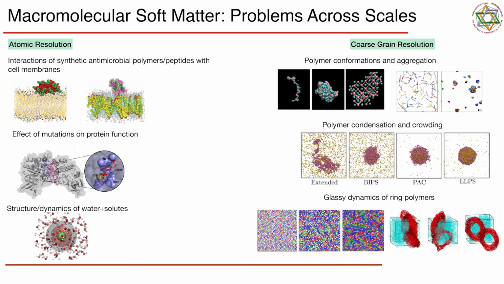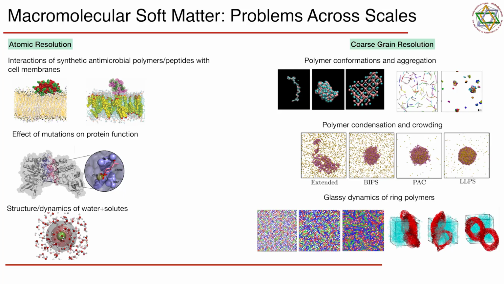So this is a small set of the different problems I do. I work across resolutions. I look at a lot of cell membrane problems, the interaction of polymers and proteins with cell membranes. I look at protein function and some mutations affecting protein function, and, if you dissolve solutes in water, what is the structure of water. So as you can see, for these kinds of questions I have to use all atom resolution. These are some examples of problems I do where all atom resolution is needed.